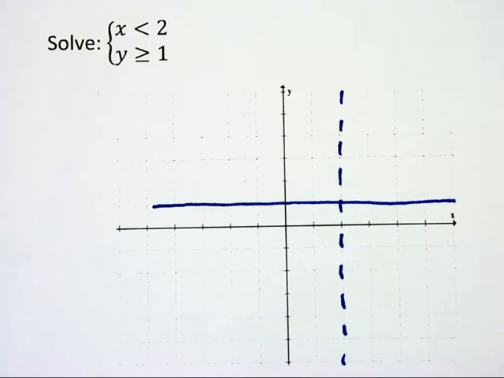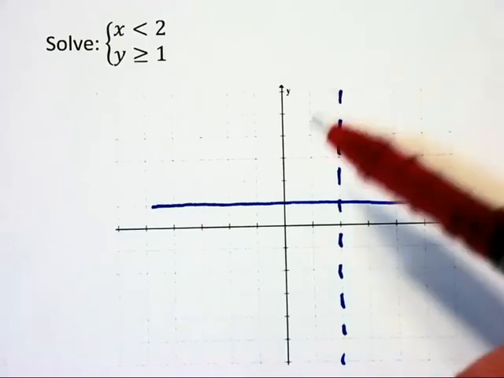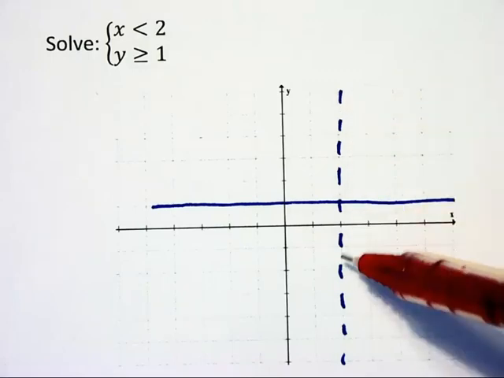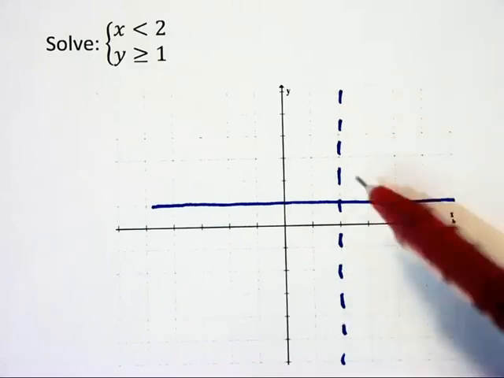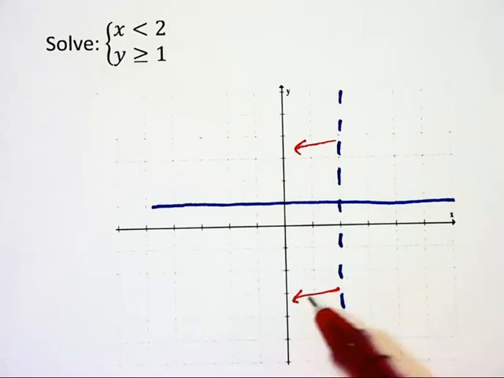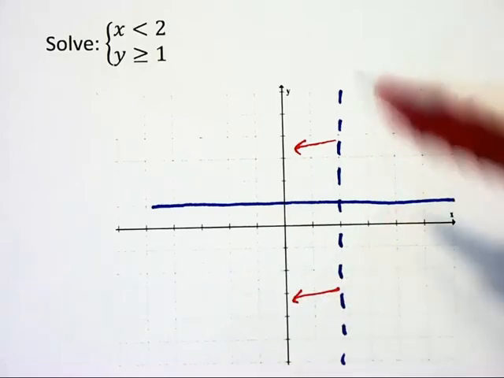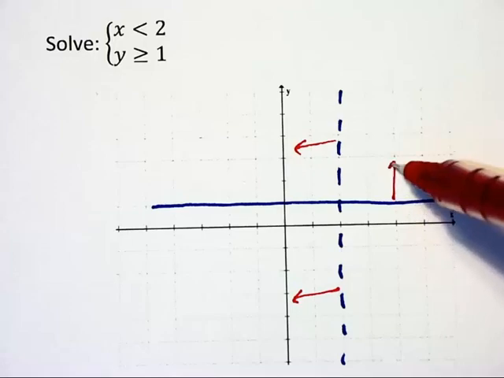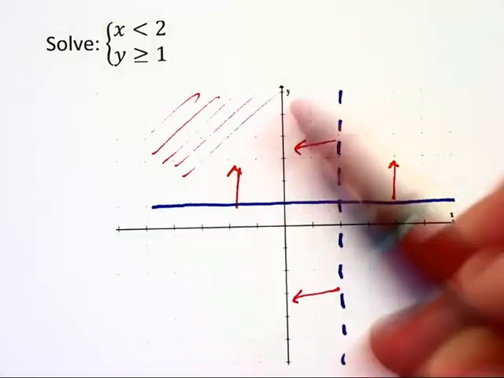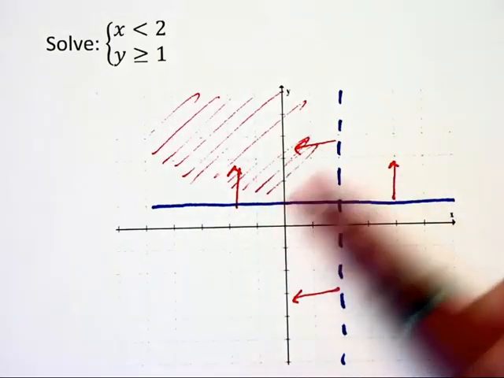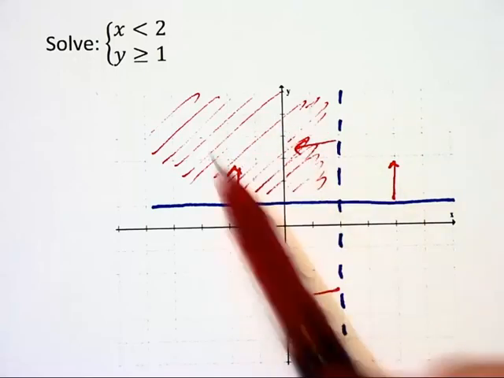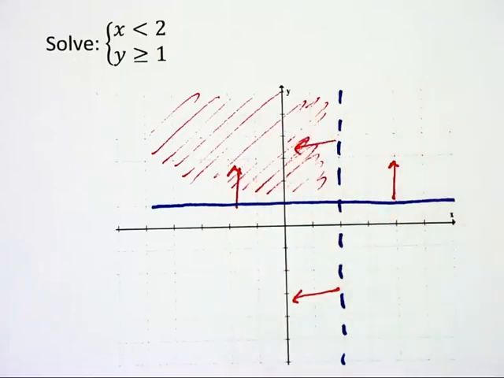When you have vertical lines, you cannot shade above or below them. For this x less than 2, I can't shade below it, so in this case we will shade to the left of it. That's the only exception to the above-below rule. However, for this vertical line, we definitely can shade above it, and we notice that in the top left corner we find the intersection of these two shaded regions, and that is the solution set for this problem.